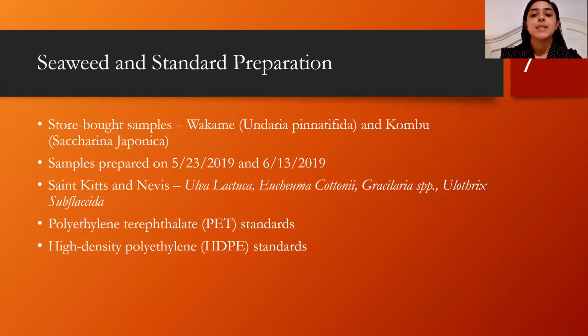I also was provided with samples from St. Kitts and Nevis. Specifically, I was provided with 4 different species of seaweed. The way that these seaweed samples were prepared is they were each individually dried, and the mass was taken of each individual species. The species were then cut to obtain approximately 4 different samples of each species with approximately the same masses. The general procedure was then applied to each seaweed species.